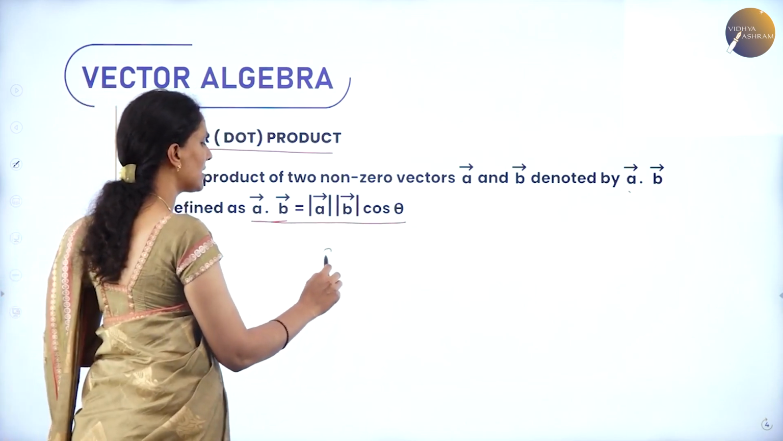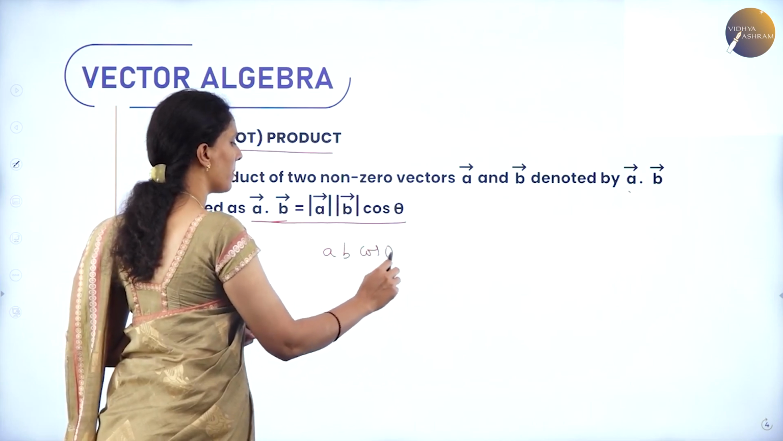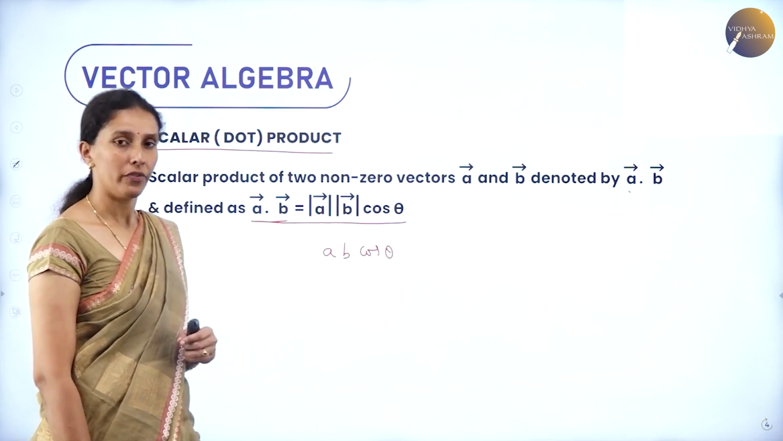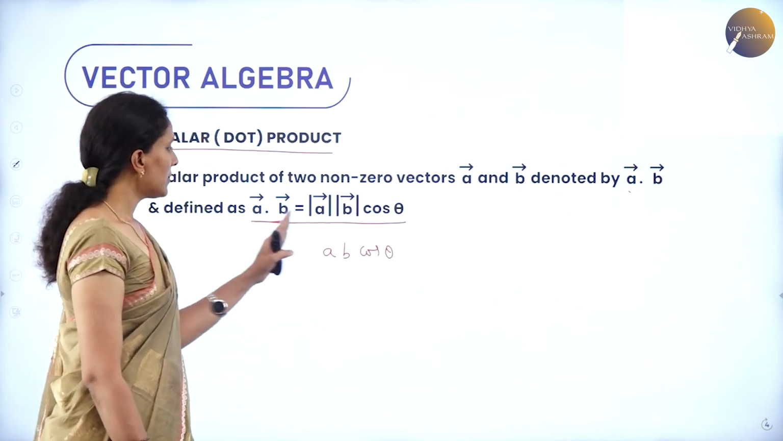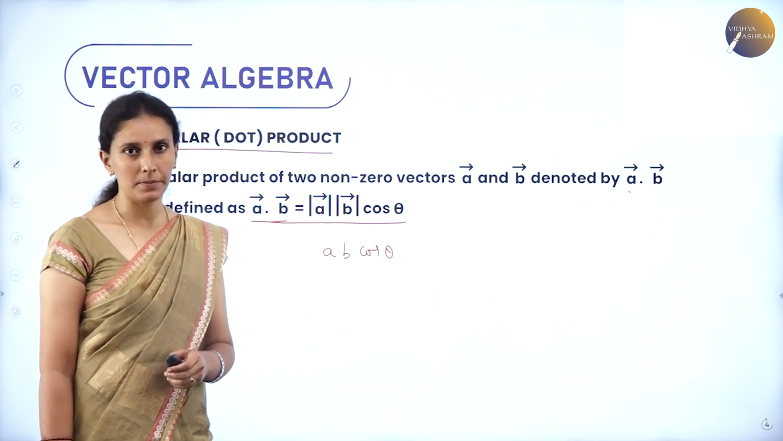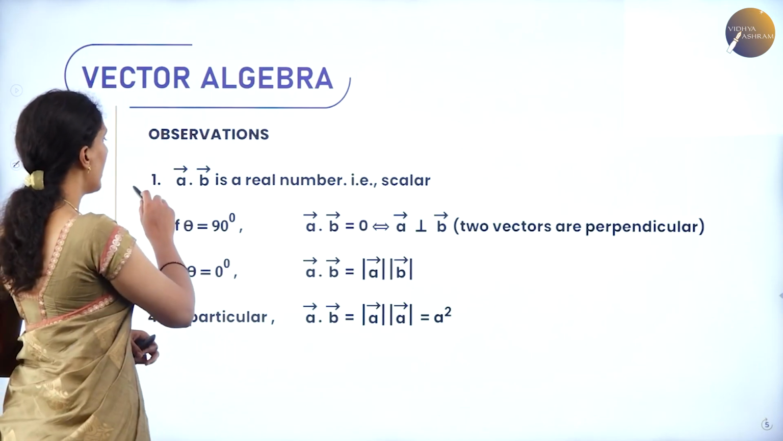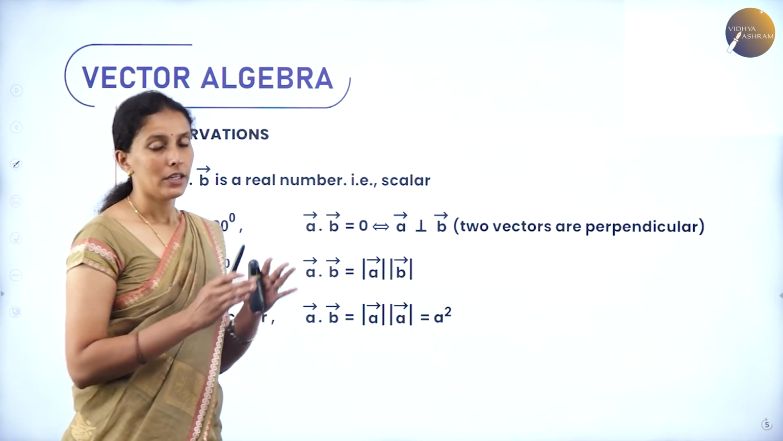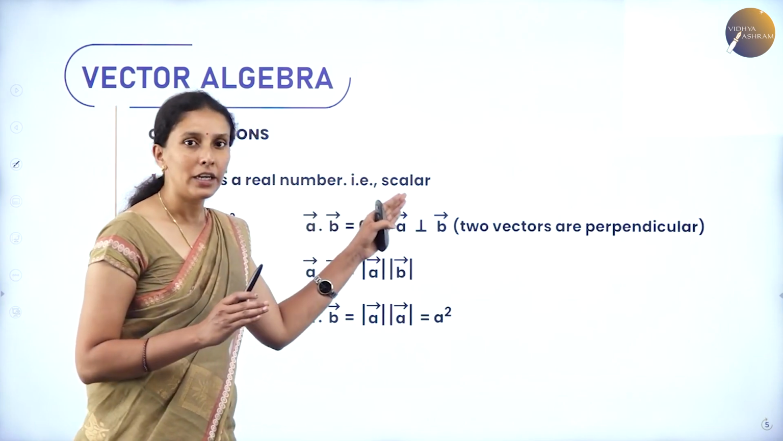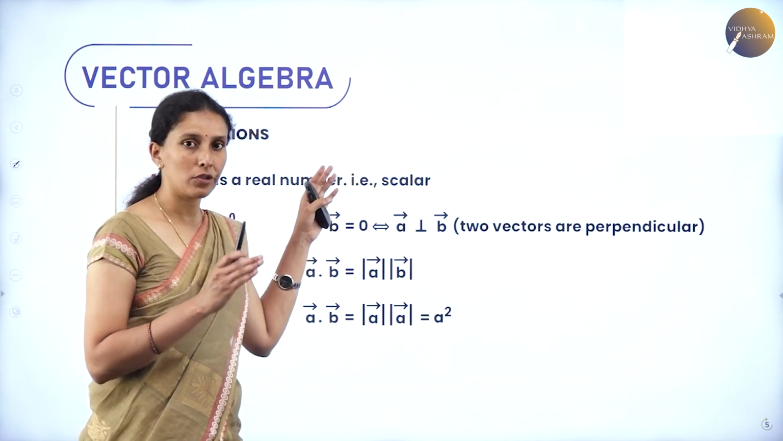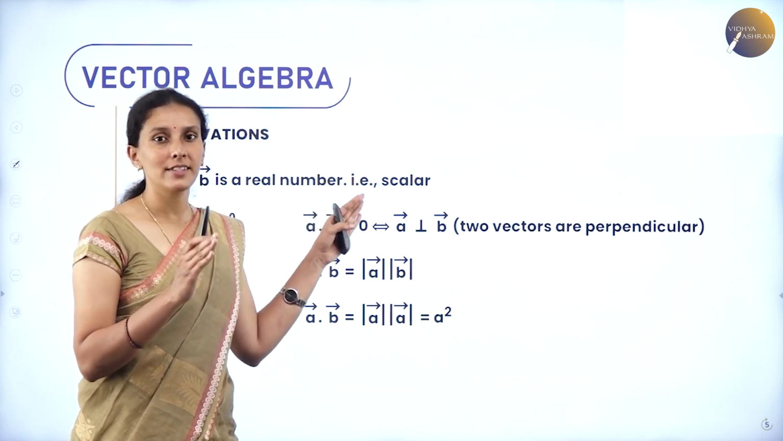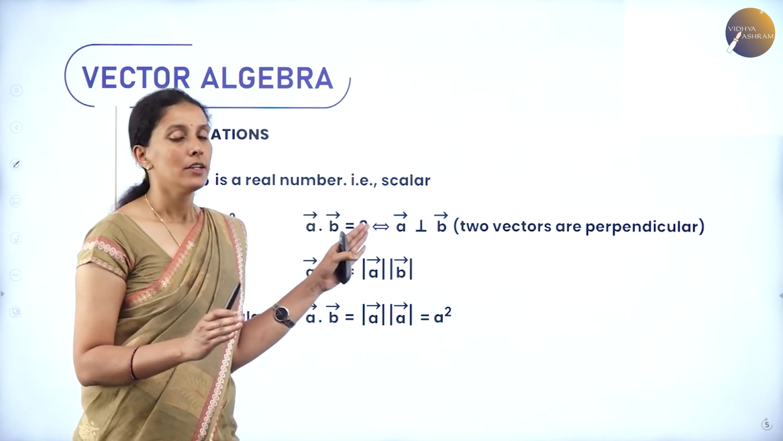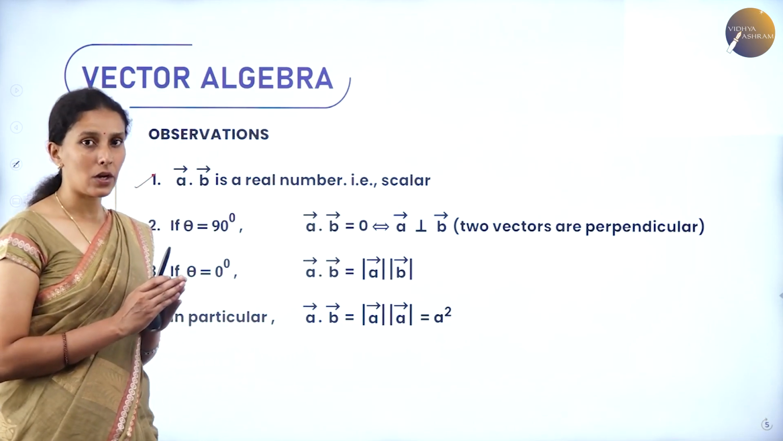We can also write this as AB cos theta, where A and B define the magnitude of vector A and the magnitude of vector B. Now, from this formula, we have the following observations. The very first one is that vector A dot vector B is a real number. It is always a scalar quantity. Here you can't define the direction of this product. You will only get the numerical value without i, j, k. So, clearly it's a scalar quantity.